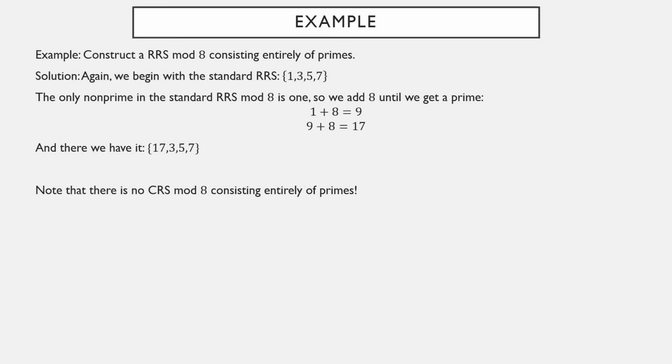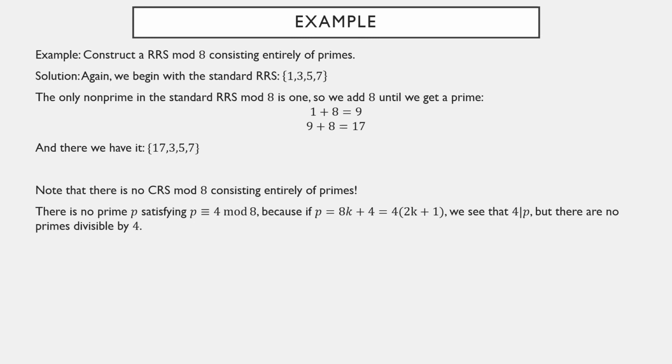Note, however, it's totally impossible to make a complete residue system mod 8 entirely made of primes. There is no prime, for example, that's equivalent to 4 modulo 8, because if it's equivalent to 4 modulo 8, it would be a multiple of 8 plus 4, which means a 4 can be factored out of it, and there's definitely no prime divisible by 4. So we would never be able to make a complete residue system mod 8 consisting entirely of primes, but we were able to do it with a reduced residue system.